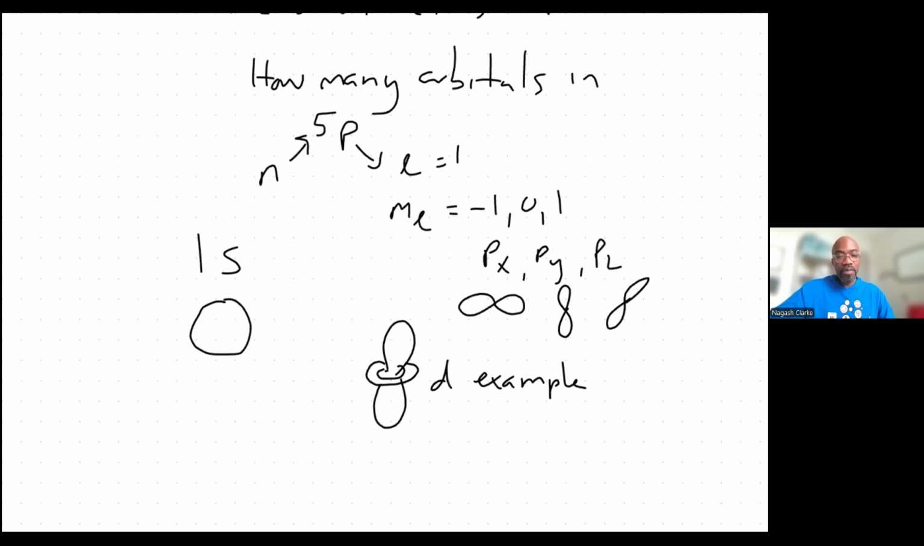Let's keep in mind that the P here tells you your L value, and it's going to be specific. If you see a P, an S, or a D, each is a very specific L value. And this number here is your n. Then to figure out how many orbitals you have, once you know your P, you can figure out your m sub l.